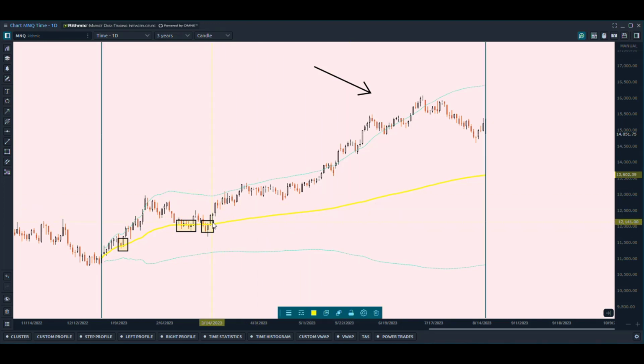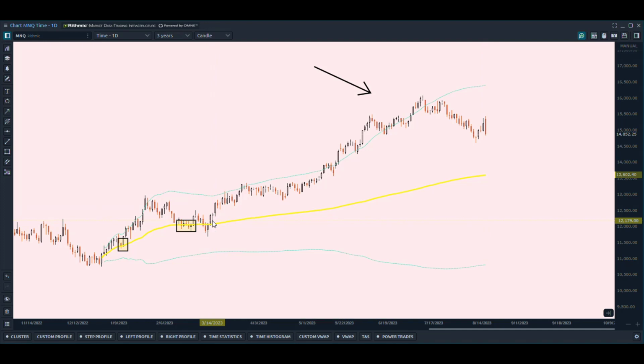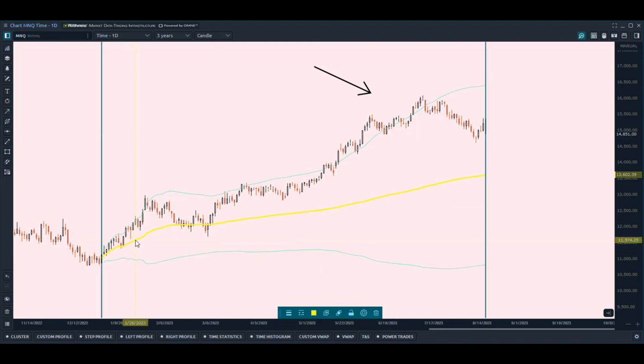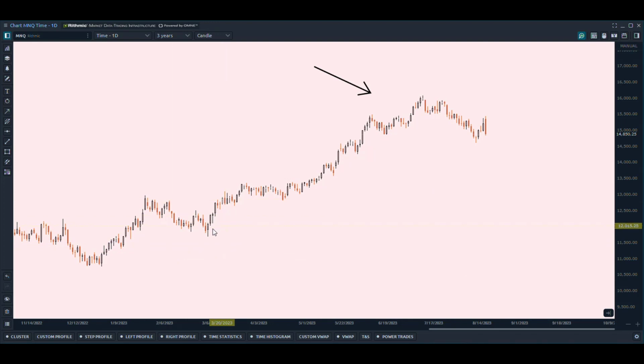So is it a relevant VWAP? Yes. Is it the most relevant VWAP for current price action way up here where we are now? Probably not. There's probably more VWAPs that are more relevant in our analysis that we can do. So what do we do? We move on to the next pivot.